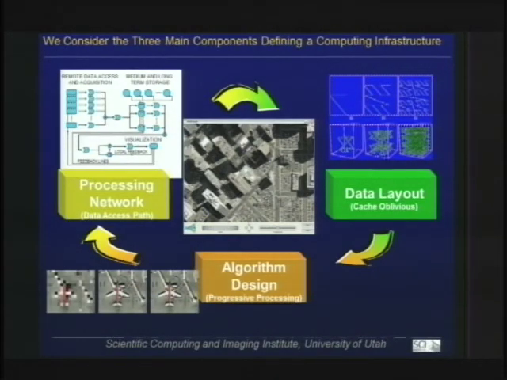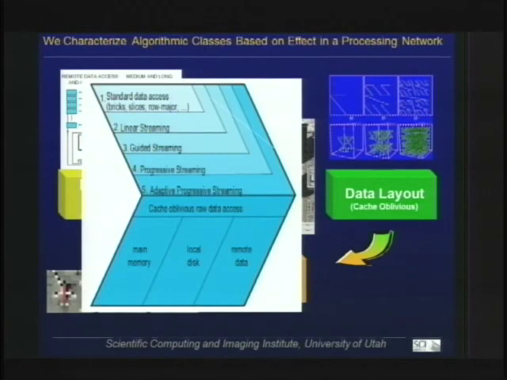So software infrastructure really has to take into account the data layout, the algorithm design, and also the processing network so that an application should be able to run interactively in a happy way. So here's an example of a coarse-grained processing, streaming processing algorithm for image segmentation. And you can actually classify algorithms based on how they interact with the data.